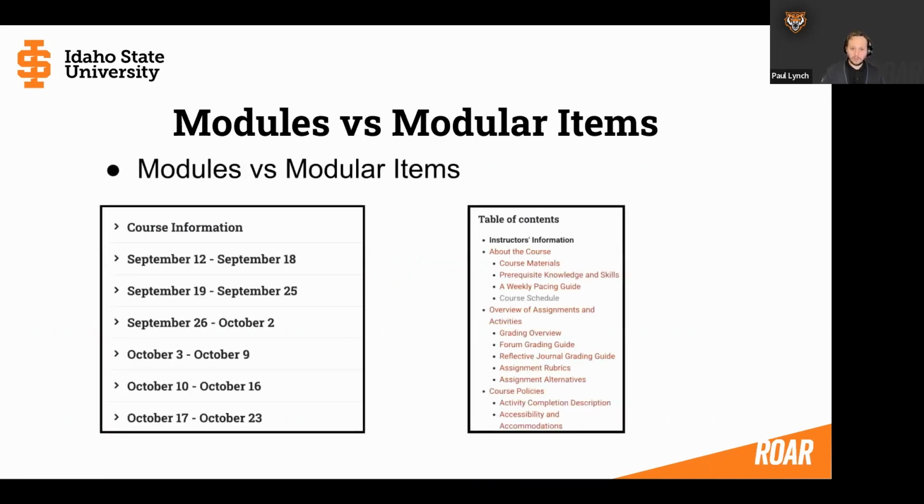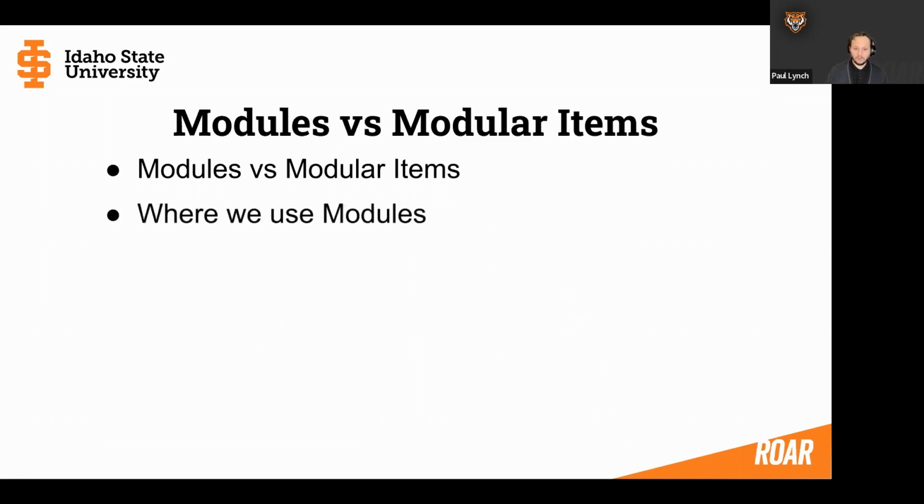First, let's look at modules versus module items. On this slide, we have two images. On the left, we have our modules. Modules are organizational units or buckets of content that are used to organize components of your course in a logical manner. On the right is an example of a modular item. In this case, we're using the book activity to demonstrate this. Modular items are self-contained items that can be combined or exchanged.